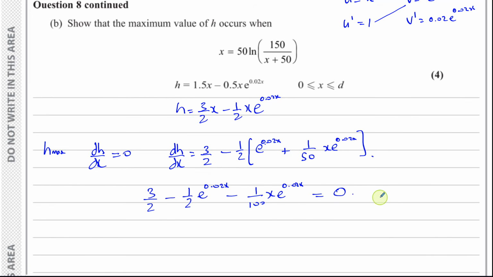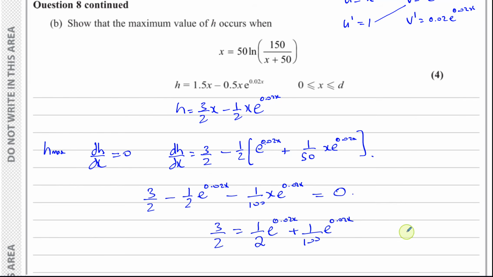And remember, we have to end up with something that looks like this. So we have to make x the subject. The first thing I can do is keep the 3 over 2 on this side, and add these both to both sides to make them positive, just so that I separate the terms with the x's in it. So I have e to the power of 0.02x times a half plus 1 over 100 x e to the power of 0.02x.